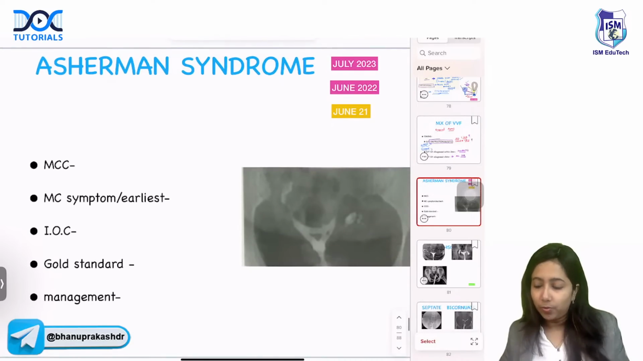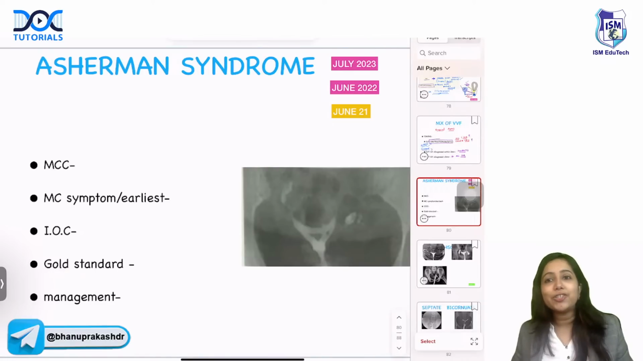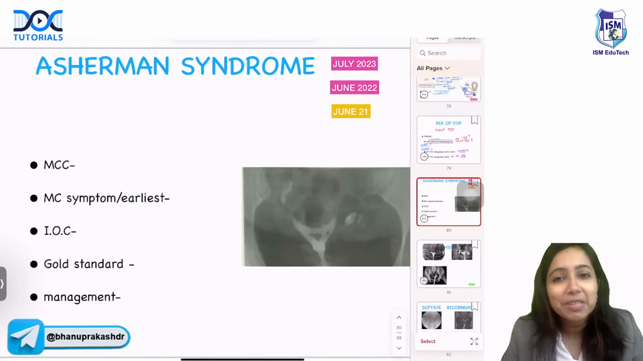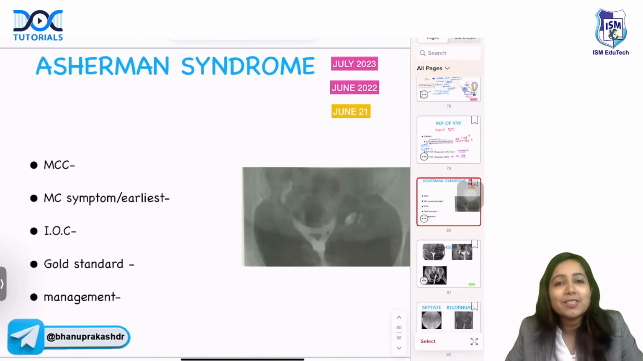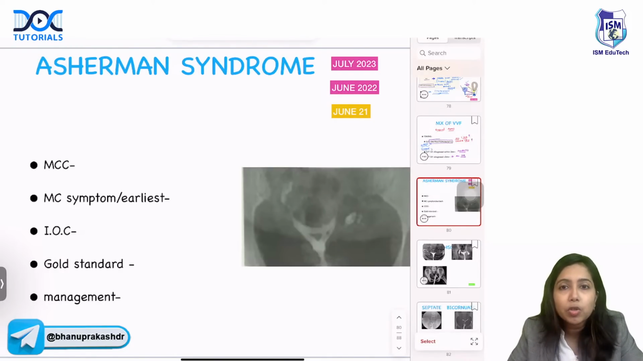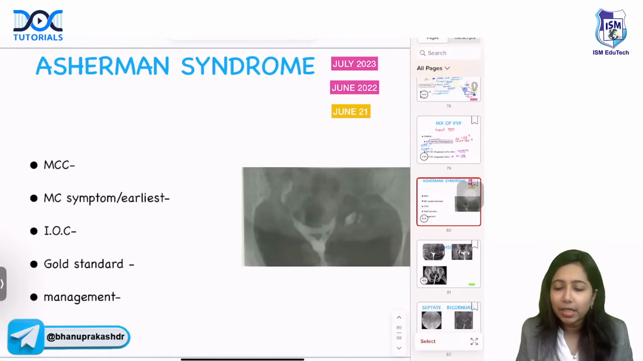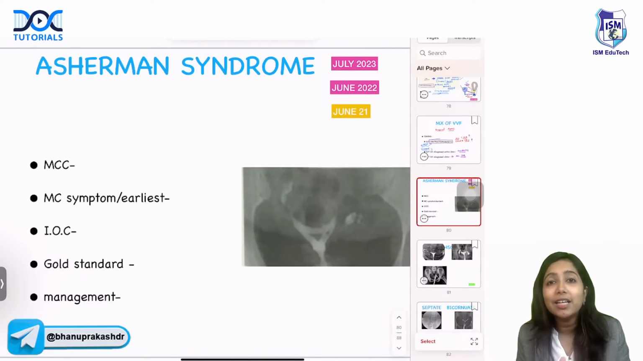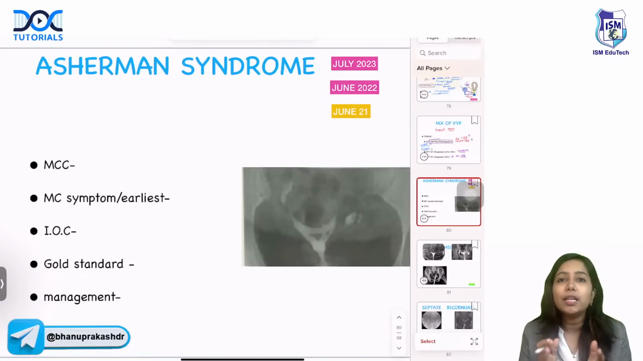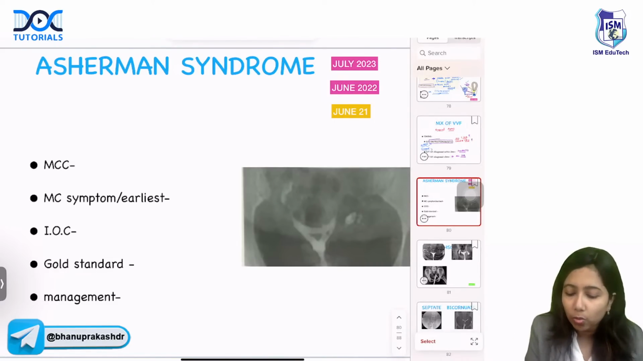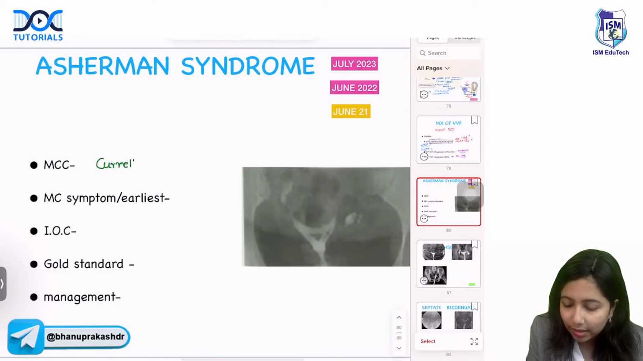All right. So, coming to a very important topic, that is Asherman syndrome. So many questions, right, from Asherman syndrome. So what is Asherman syndrome? Asherman syndrome is basically a uterine synechiae. There is adhesion between the uterine walls. Why does this happen? In Asherman syndrome, the most common cause is curettage, where we do dilation and curettage. Excessive curettage can lead to injury to the endometrium, and there can be adhesions between the endometrial walls. So the most common cause is curettage.